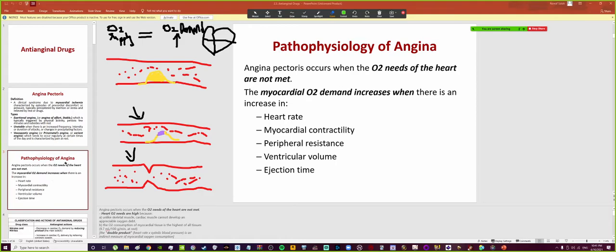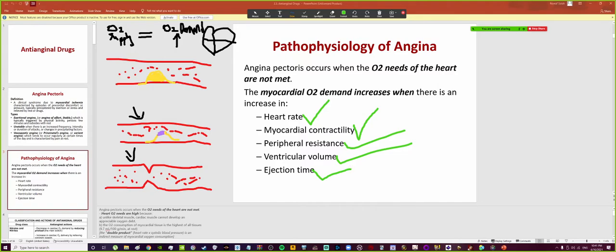So before we go to the drugs, let's look at the scenarios in which myocardial oxygen demand increases, like we said before. Increased heart rate, this needs energy. Increased contractility. When we say myocardial contractility, I mean the strength of contraction. How hard can it contract? What is the strength of contraction? Of course, this requires more energy. Peripheral resistance, you could say this is the afterload or the blood pressure on the coronary arteries. Ventricular volume, EDV. Ejection time, basically remember in the cardiac cycle, rapid ejection phase and slow ejection phase.